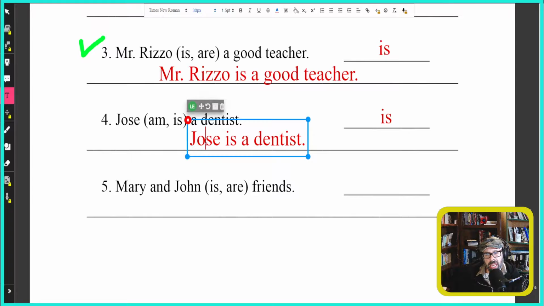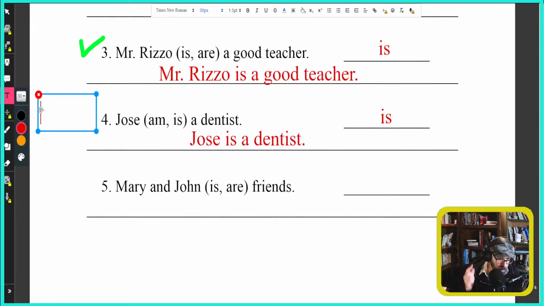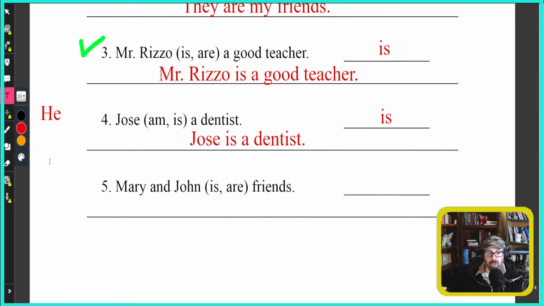Here, when we say Jose, the pronoun would be he. So we would substitute he for the noun Jose, and he is singular. If it is singular, we're going to use is. So, Jose is a dentist. That takes care of number 4.